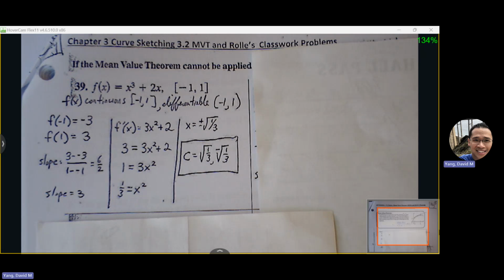F prime is simply power rule, 3x squared plus 2. Put 3 into the slope variable. Solve for x. Take the square root. We get plus or minus √1/3. And both those numbers will be safely between -1 and 1. So we're going to keep both locations. So we have two different locations on this curve where the graph is going to experience a slope of 3. Both are valid.